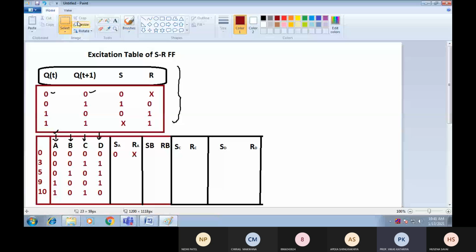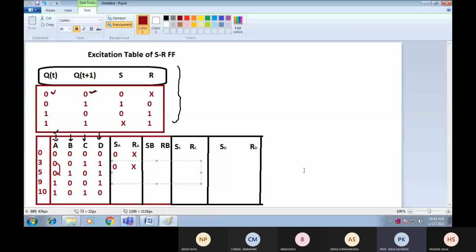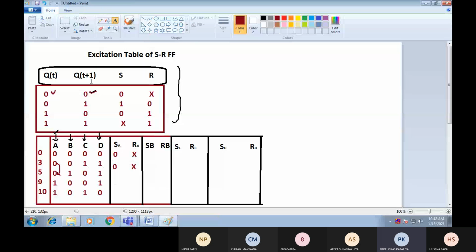Now second, this becomes the present state and this becomes the next state. So present state 0, next state 0. Now what should be the value in SR flip-flop? So 0 and cross. So just write it here, 0 and cross. Now generate the third sequence.